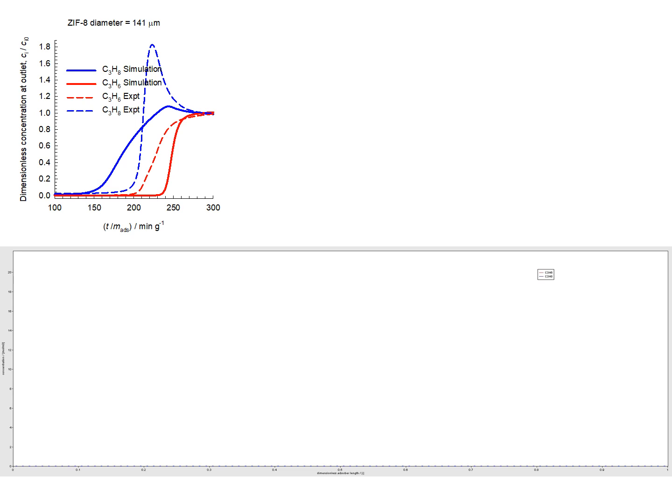We now examine the breakthrough simulations for a bed packed with C3H8 crystals of 141 micrometers. The red line and the blue line are the breakthroughs of propene and propane. The continuous lines are the simulations, and the dashed lines are the experiments reported in the ACS Nano paper. Let's look at the animations of the simulations.